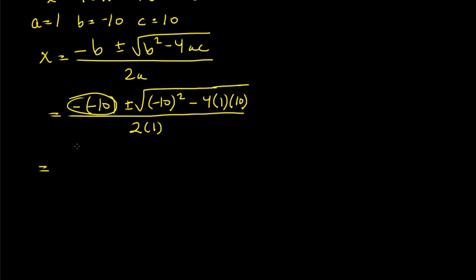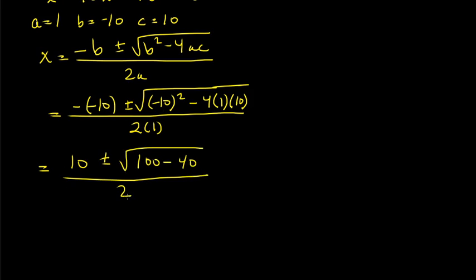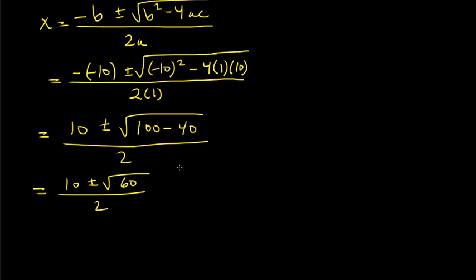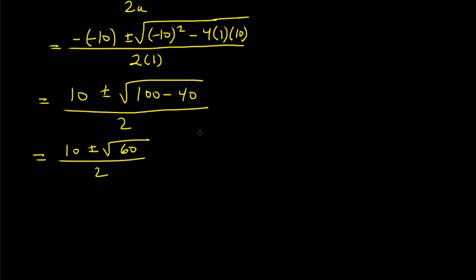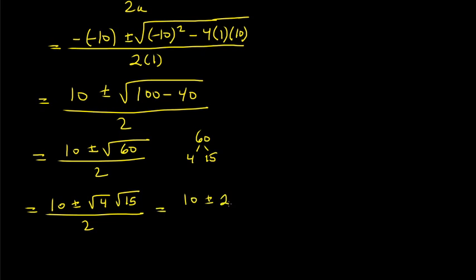So negative negative 10 is positive 10, plus or minus the square root of negative 10 times negative 10 is 100, and then minus 40, all over 2. So this is 10 plus or minus the square root of 60 all over 2. And 60 is not a perfect square, but we can essentially decompose it, it's 4 times 15. So we get 10 plus or minus the square root of 4 times the square root of 15 all over 2. But the square root of 4 is 2.